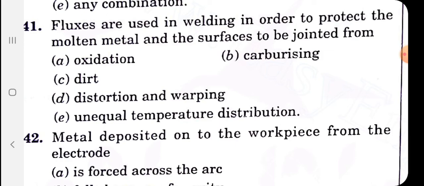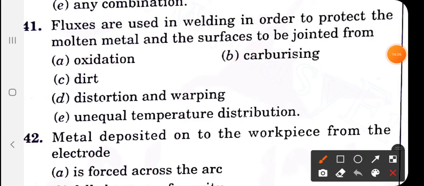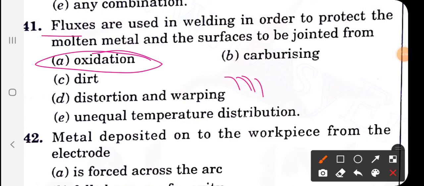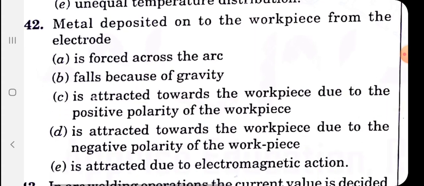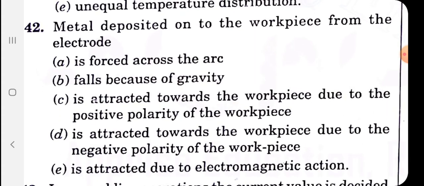So that is distortion and warping. That is the 41 is A. Fluxes are used in welding in order to protect the molten metal. Flux means an adding material, not fixtures. Flux material will undergo oxidation. It will react with the outside environment and make a layer, and not react with the inside material.